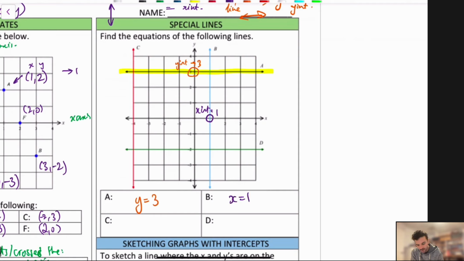Let's have a go at C now. I'll choose green. C is a vertical line again, so it'll be x, and where does it cut the x-axis? -4. So if you want to remember this, it cuts the x-axis, so x is equal to -4. Last one is D, and let's go red for that one. It's cutting the y-axis, therefore it's y equals something, and it cuts at -2, so therefore y is equal to -2. Now these are called special lines or flat lines, and we can see here that this is the strategy for tackling them.